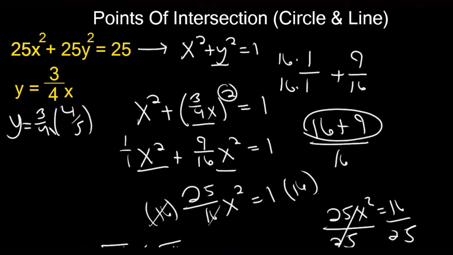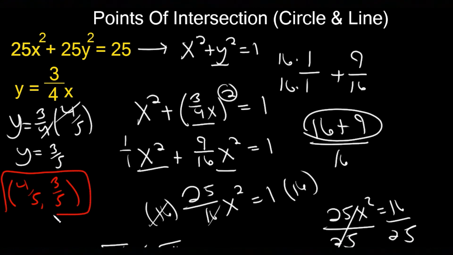Well, this one works out nice because the 4's will cancel out. And I get y is equal to 3 over 5. All right, so I now have a point. I'm going to go ahead and record that point, and it's going to be the following. I plugged in 4 over 5 for x, and I returned positive 3 over 5. So there it is. So here is one point of intersection. We're going to go ahead and box that in.